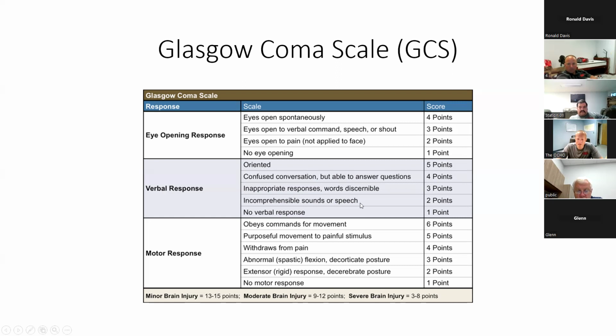That's going to be your 3. Okay, your incomprehensible sounds or speech: how are you doing, sir? You can't make out anything. And then you have your no response.